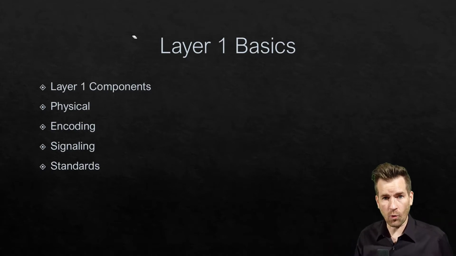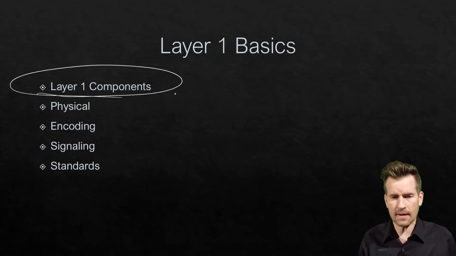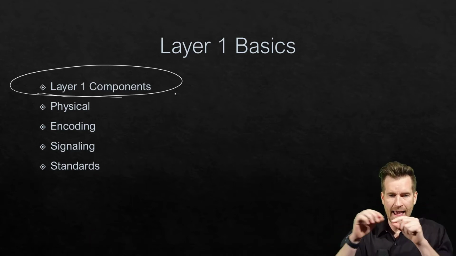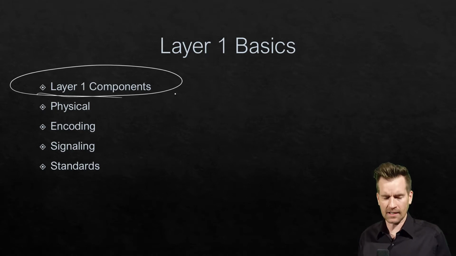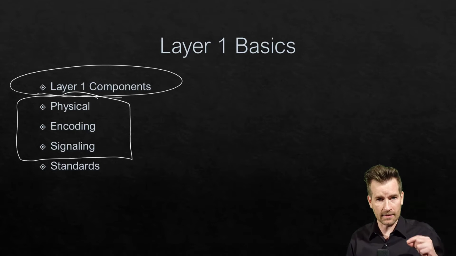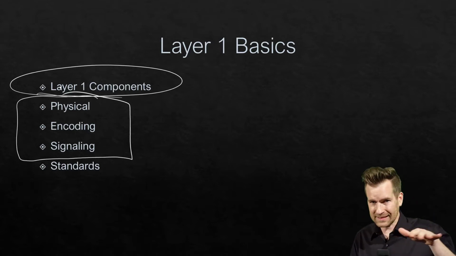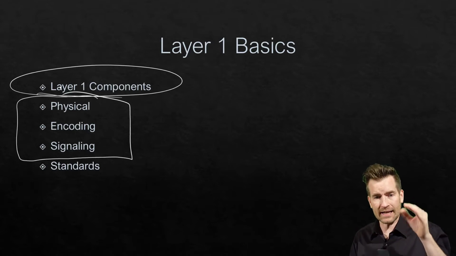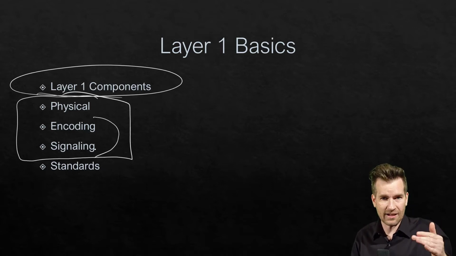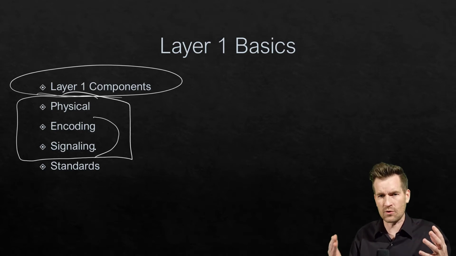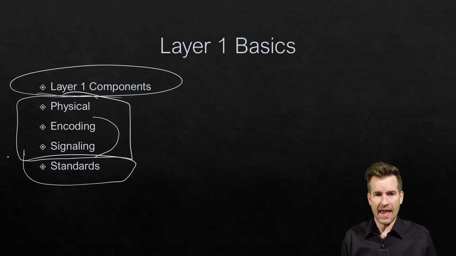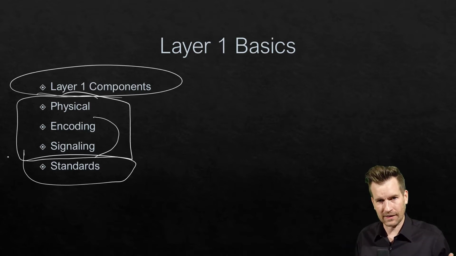All right, in this video, we're going to start out by talking about layer 1 components, the 3 components that go into defining this layer and how we get bits from one location to the next. So those 3 components are physical, encoding, and signaling. So we're going to take a little deeper dive into this. We're still very high level, but we'll take a look at each one of those components, and specifically we will define the difference between encoding and signaling so we're clear on what those differences are. And then we're going to wrap up talking about the standards and what different standards are out there.